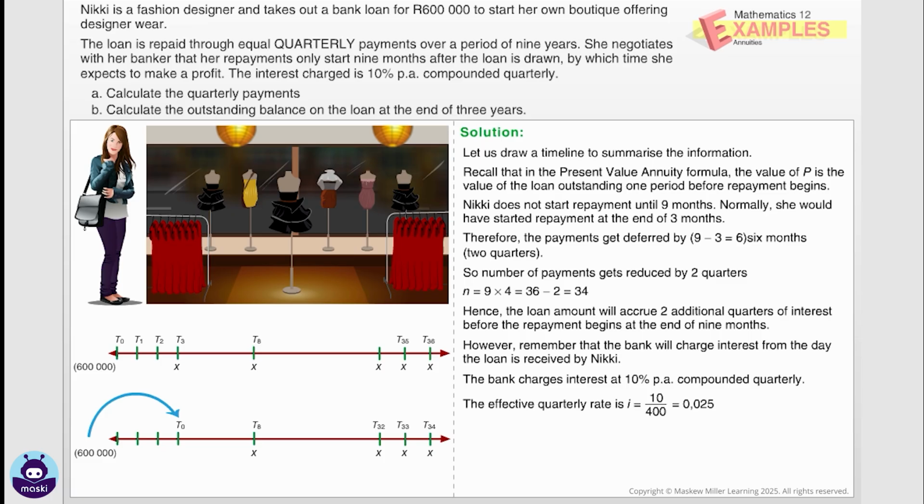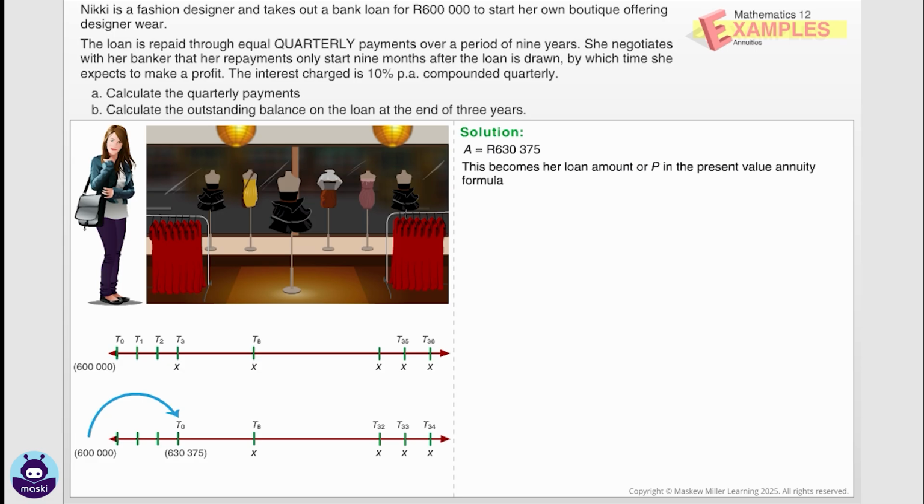Using the formula for compound interest, we can calculate the outstanding balance of the loan as A equals 630,375 Rand. This becomes her loan amount, or P, in the present value annuity formula. Therefore, X equals 27,740 Rand and 76 cents.